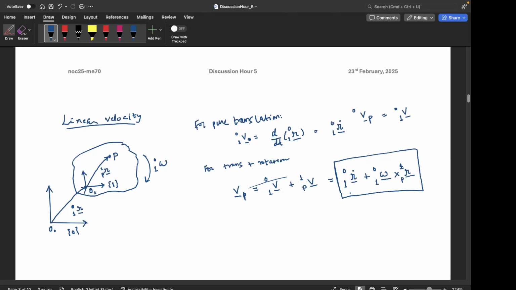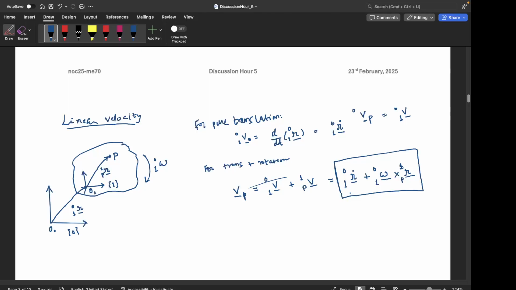So first what we do is we write the velocity up to point 1 with respect to 0, so that is the r dot part, how fast the origin of frame 1 is moving with respect to O, and then we factor in the angular velocity part, where we write the angular velocity cross the position vector from the point 1 to the point P.